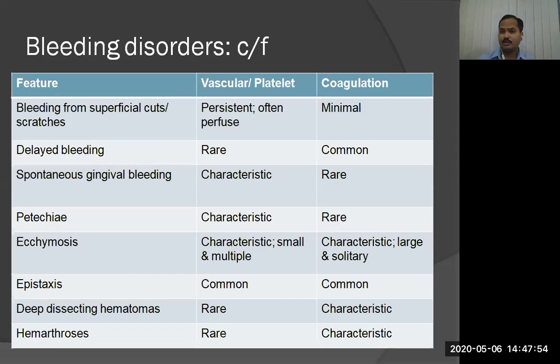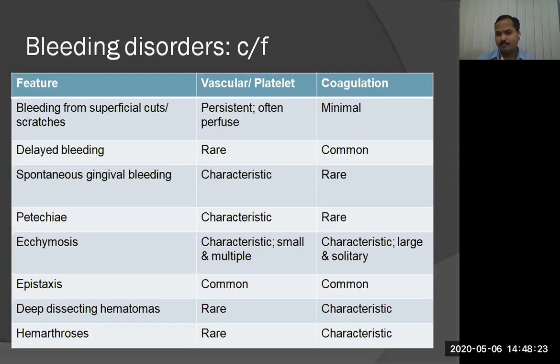Petechiae are more common in the vascular or platelet type problems. Ecchymosis can be seen in both types, where the vascular or platelet deficiency is there, and also in the coagulation cascades. But small and multiple petechiae or ecchymosis are present in the vascular or platelet problems, but the large and solitary ones may be seen in the coagulation cascade pathway problems.